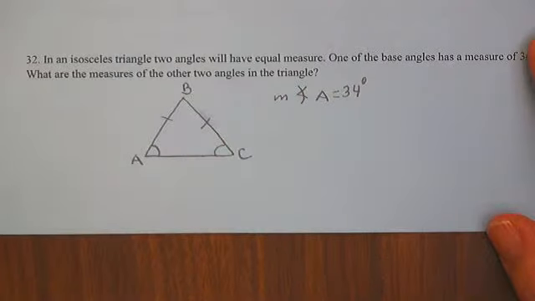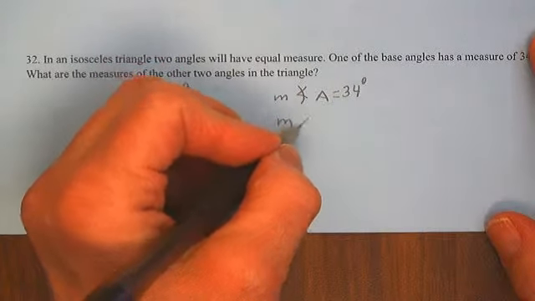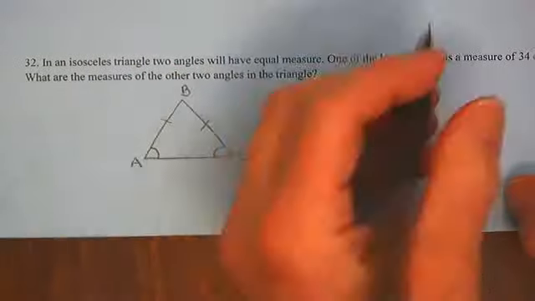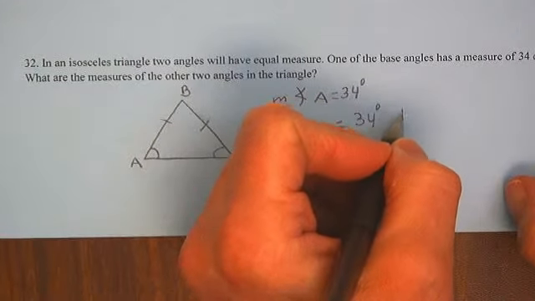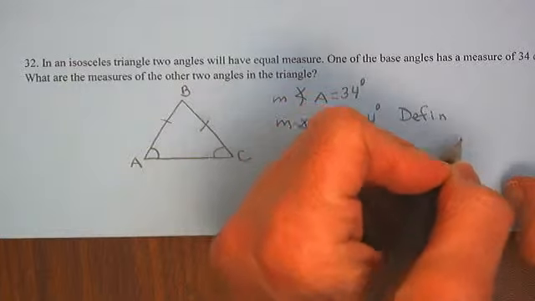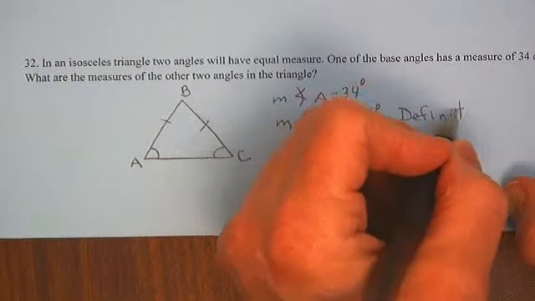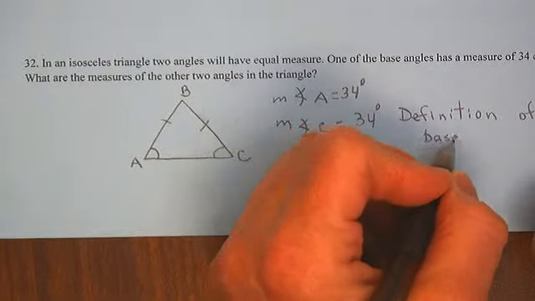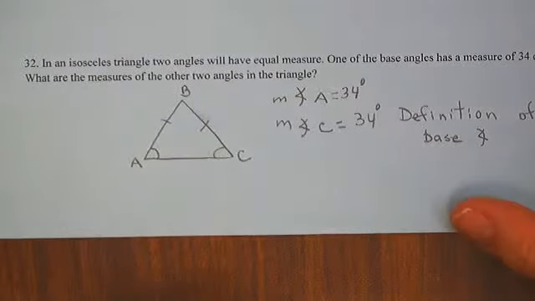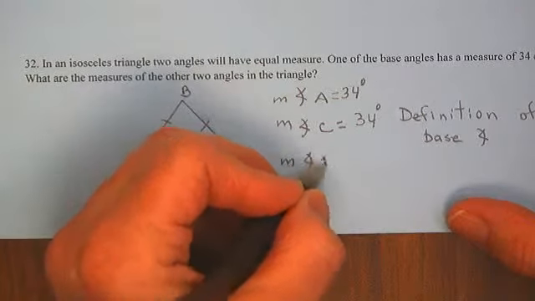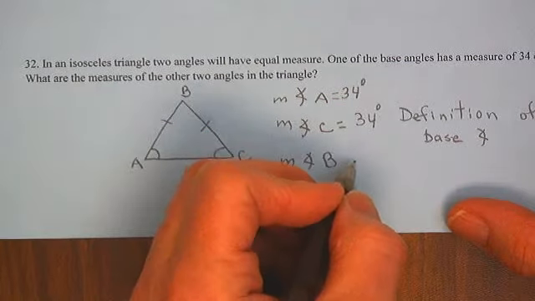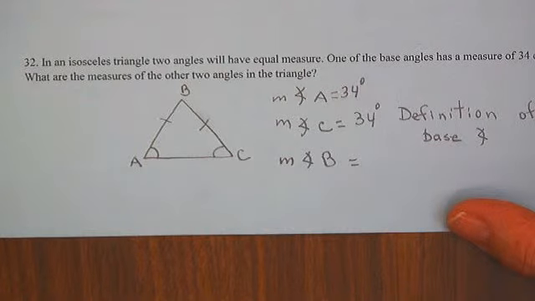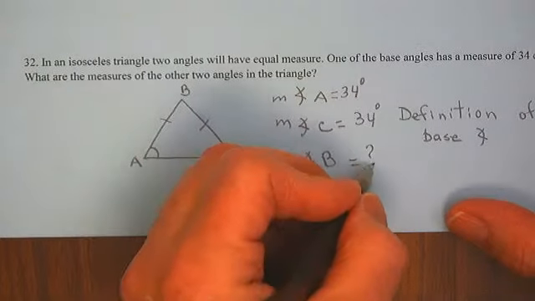Well, the measure of angle C is also 34 degrees. Definition of base angle. So the measure of angle B is equal to, that's what we have to find out.